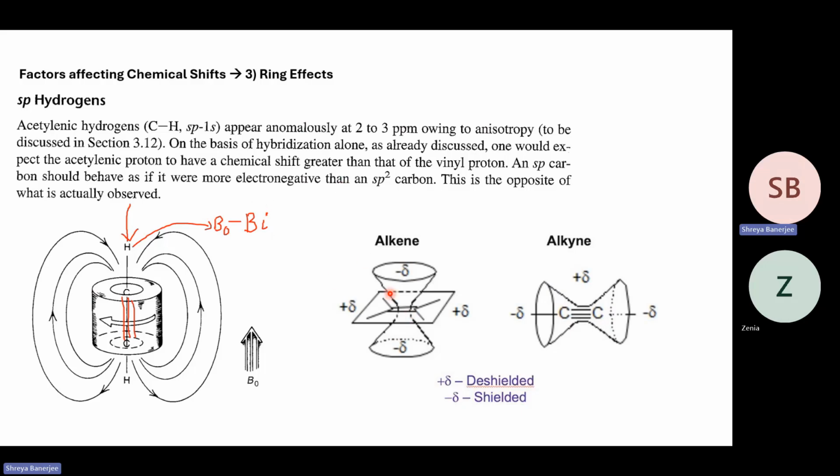So again, if we look at the double bonded alkene, then perpendicular to the plane of the alkene, the hydrogen will be shielded, and in the plane of the alkene, the hydrogen will be de-shielded. That is, the chemical shift will be higher. And it is the opposite in case of the triple bond, where along the axis of the triple bond, the hydrogens are shielded, chemical shift is lower, and perpendicular to the axis, the chemical shift will be higher. So that is about the triple bonds.